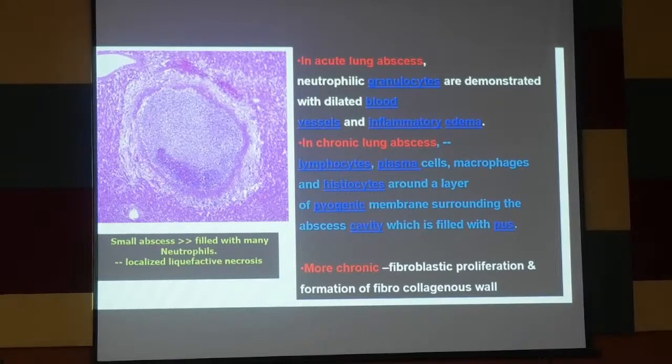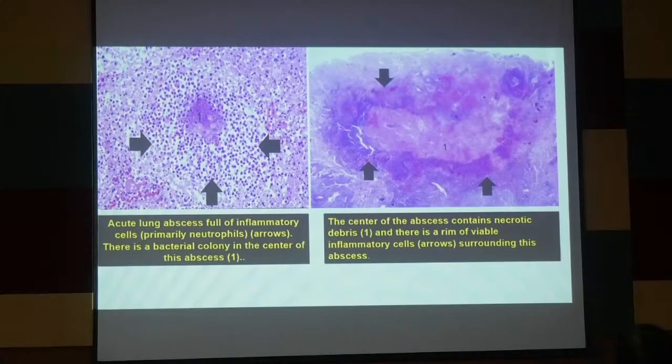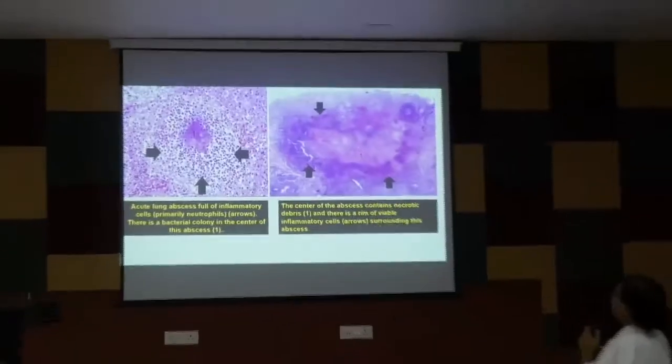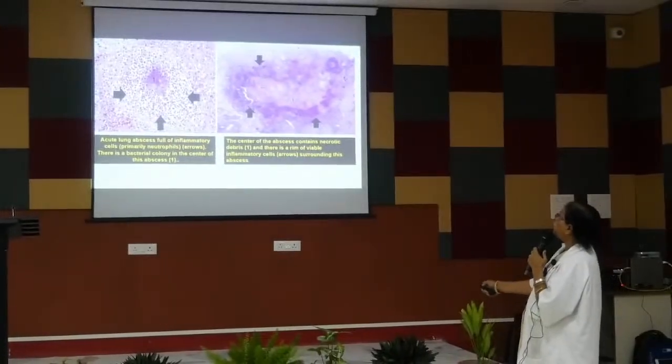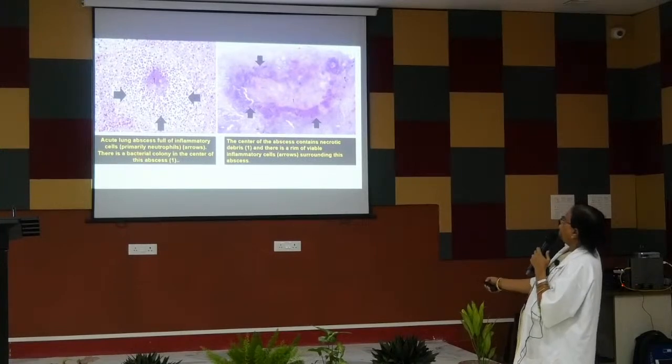So this is the microscopy. Small microabscesses to large macroabscesses containing neutrophils in the acute condition. If it is a chronic one, they produce lymphocytes, plasma cells, macrophages, and sometimes you get the organism also. If lined by fibrocollagenous tissue, then it is a chronic one. See this? This is the abscess, this is the bacteria. Acute lung abscess is composed of plenty of neutrophils with exudate. So an acute lung abscess is full of inflammatory exudate, mostly neutrophils, and the center is the bacterial colony.